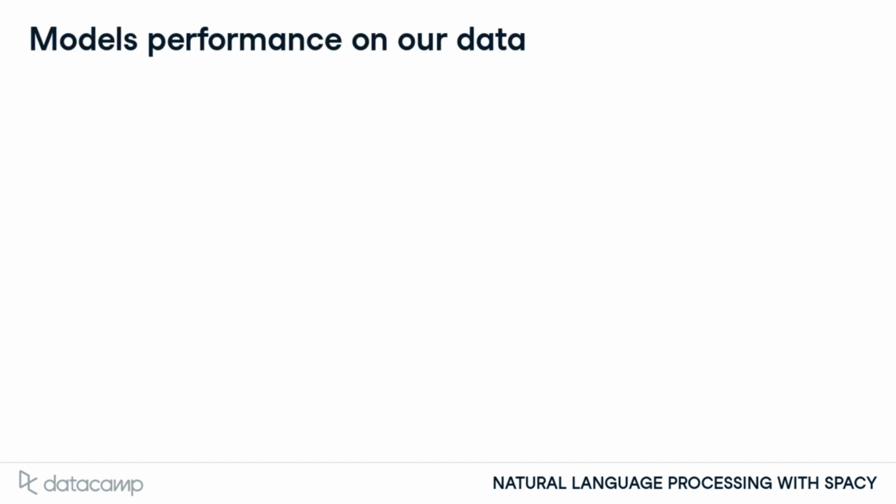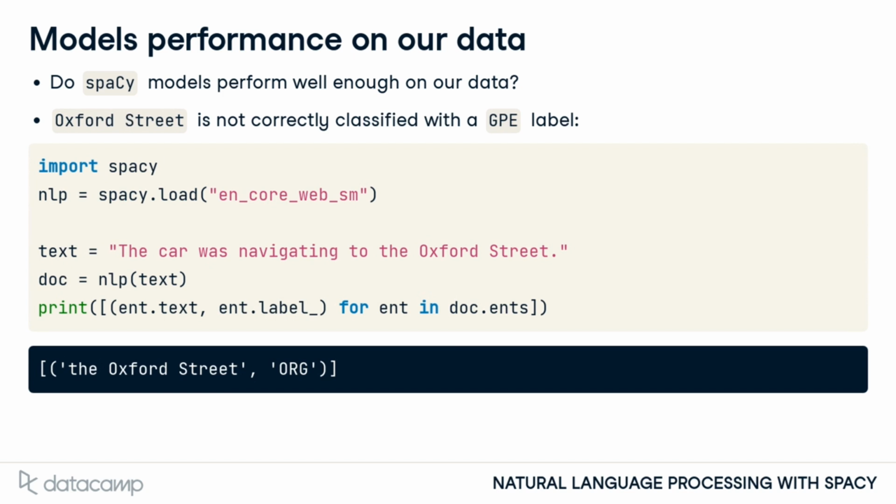To determine if training is needed, let's start with the question of whether existing Spacy models perform well enough on our data. If they do, we can use existing models in our NLP pipeline. However, there are multiple scenarios where the existing models do not perform as expected. For example, an en_core_web_sm Spacy model will not be able to correctly classify Oxford Street in "the car was navigating to the Oxford Street" as a location with a GPE label. Instead, it identifies this location as an organization with an ORG label.